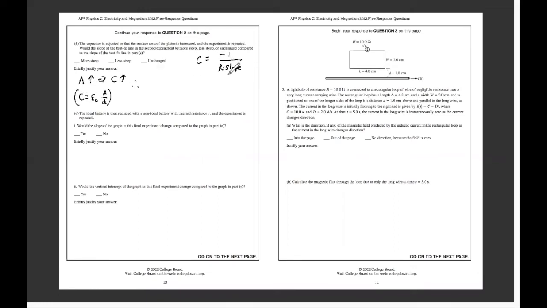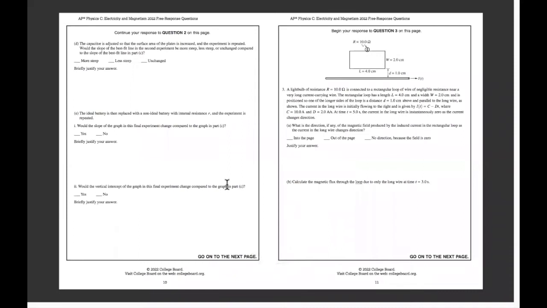Therefore, if C increases, what I would expect is that the slope, being proportional to 1 over C, is going to decrease then. So in that case, I am going to expect to see a slope that is actually less steep.